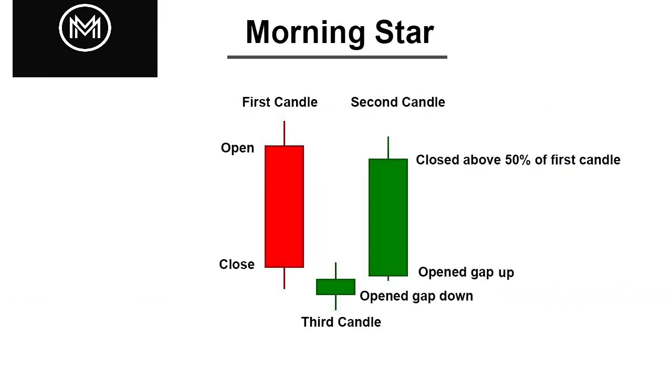Morning star. The morning star pattern consists of 3 candlesticks. It starts with a long bearish candle, followed by a small bearish or bullish candle, and ends with a long bullish candle. This pattern indicates a potential reversal from a downtrend to an uptrend.